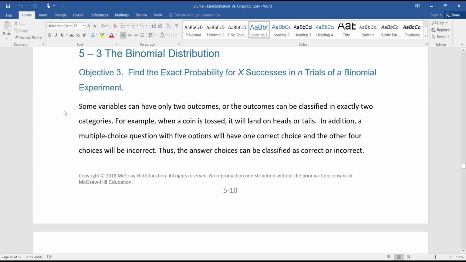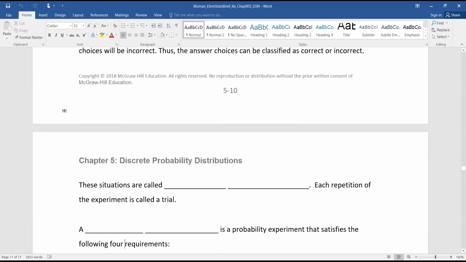For it to be a binomial distribution, guys, it's got to have only two options. It can have multiple options, but only two things can happen. It is either a success or it is a failure. So even though you can flip a coin heads or tails, it's either heads or not heads. For a five-option multiple choice question, it's either correct or it's not correct. Now, there could be multiple not corrects, but again, only two outcomes can happen. It's either going to be correct or it's not going to be correct.